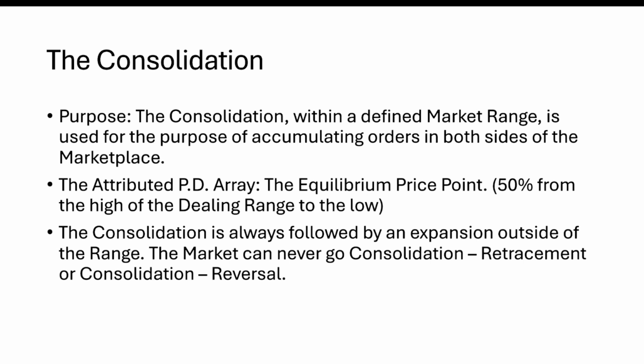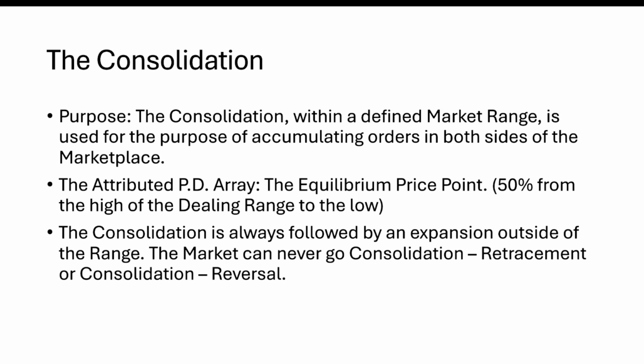So the first thing we're going to start off with is going to be the consolidation. The purpose of the consolidation is going to be the following. The consolidation within a defined market range is used for the purpose of accumulating orders on both sides of the marketplace. So the consolidation is not without a purpose. The consolidation is for the market to have both buy side and sell side liquidity pools, to have both willing buyers and sellers inside of the market. The attributed PD array is going to be the following.